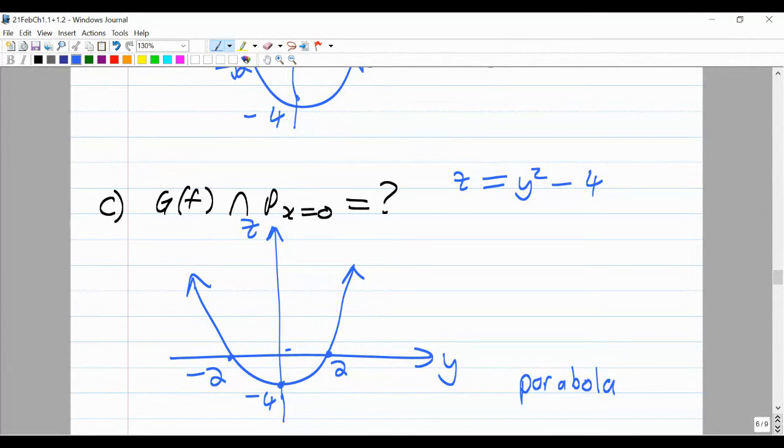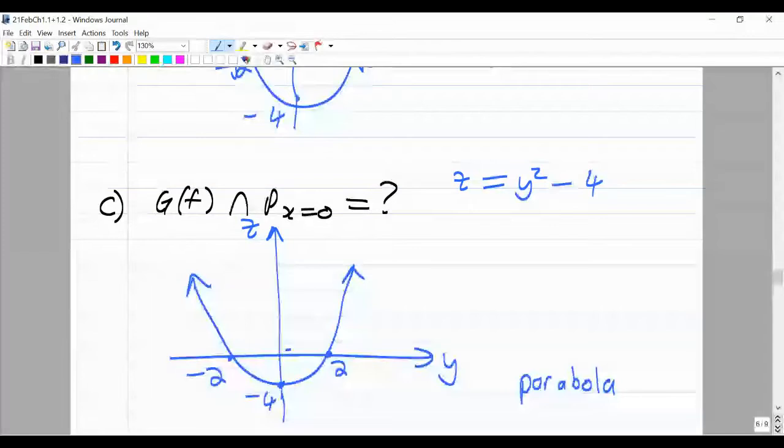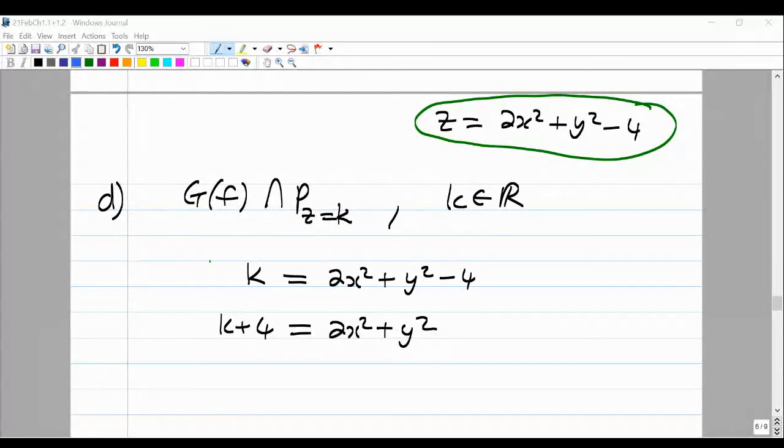Instead of just doing z equal to 1, let's go ambitious. What about this plan if we go z equal to k? This is actually cooler because now we can do 1, 5, a million, a billion. So let's be ambitious: z equal to 2x squared plus y squared minus 4.